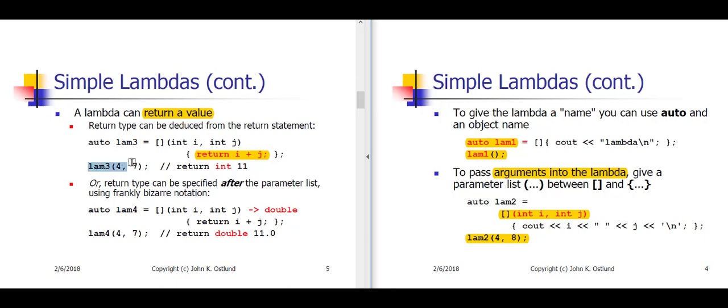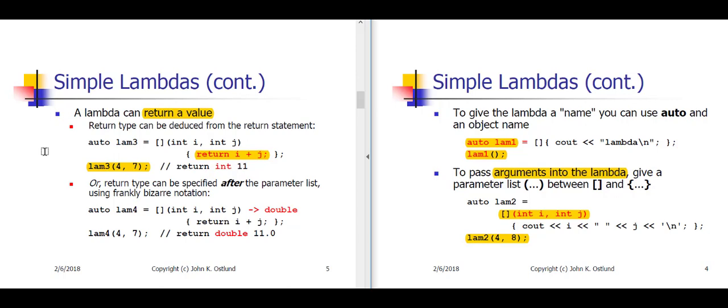Alright, so here I am calling lam3 with 4 and 7. That's going to return 4 plus 7, which is 11. I haven't chosen to do anything with that 11. That is, I haven't assigned it to an object, I haven't displayed it, so the 11 just sort of disappears into thin air. But nevertheless, that lambda does return the int value 11.